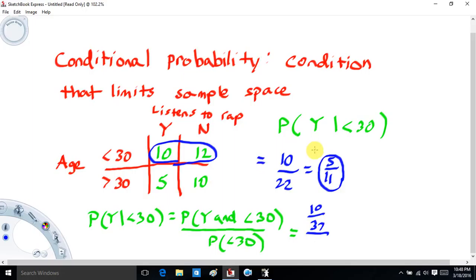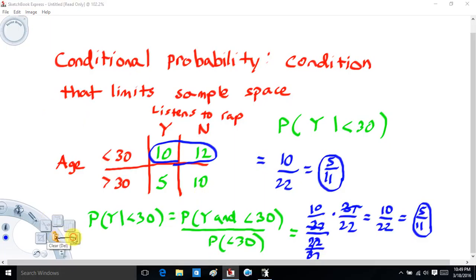Okay? And the probability that they're under 30 is this right here. It's 22 out of 37. So when we simplify this fraction by multiplying by the reciprocal, these two cancel out and we're left with 10 over 22, which is 5 over 11. So either way we look at this problem, we get the same answer.